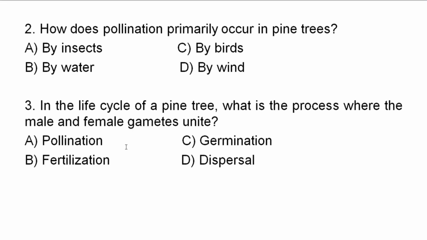Think, it is simple. The correct answer is B, fertilization. Fertilization is the process where the male and the female gametes unite. Pollination is simply the transfer of pollen grains from the male reproductive structure to the female reproductive structure. Germination is the development of the seed embryo into a seedling, and dispersal means the scattering of seeds. So the process where the male and the female gametes unite is known as fertilization. The correct answer for question number 3 is B.